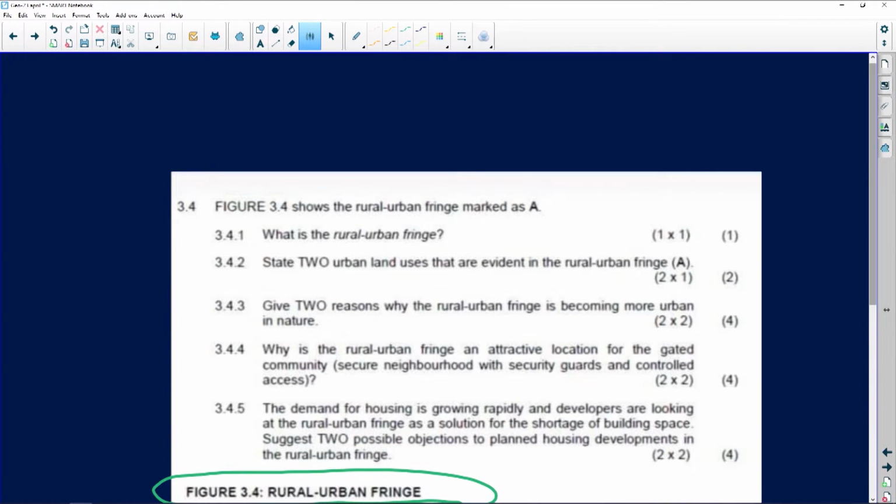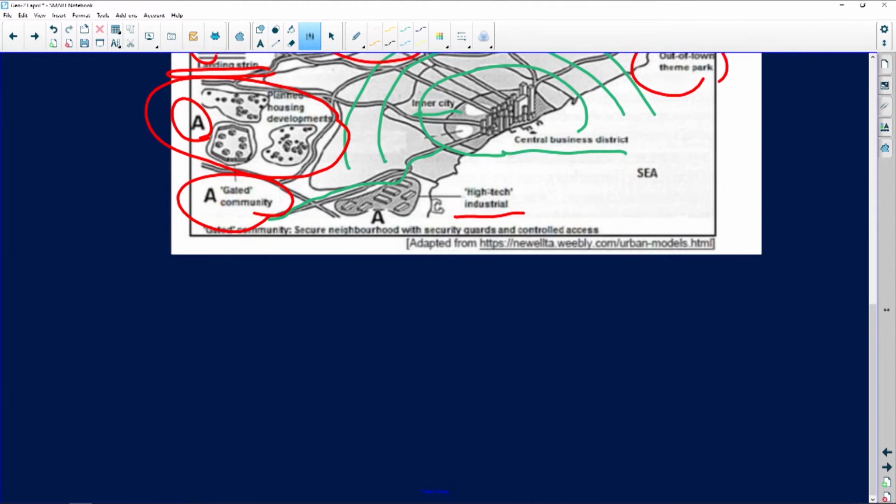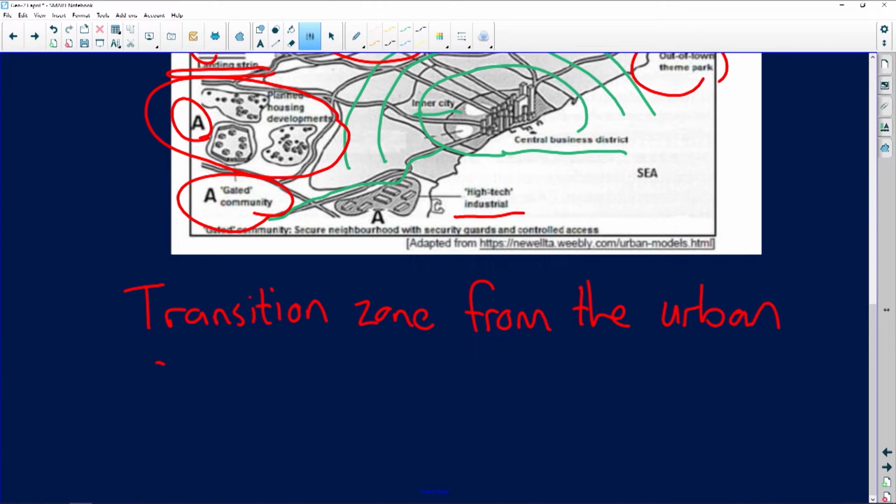The first question: what is a rural-urban fringe? Like I explained to you, it's the transition zone from the urban area to the rural area. If we quickly have a look at our next question.